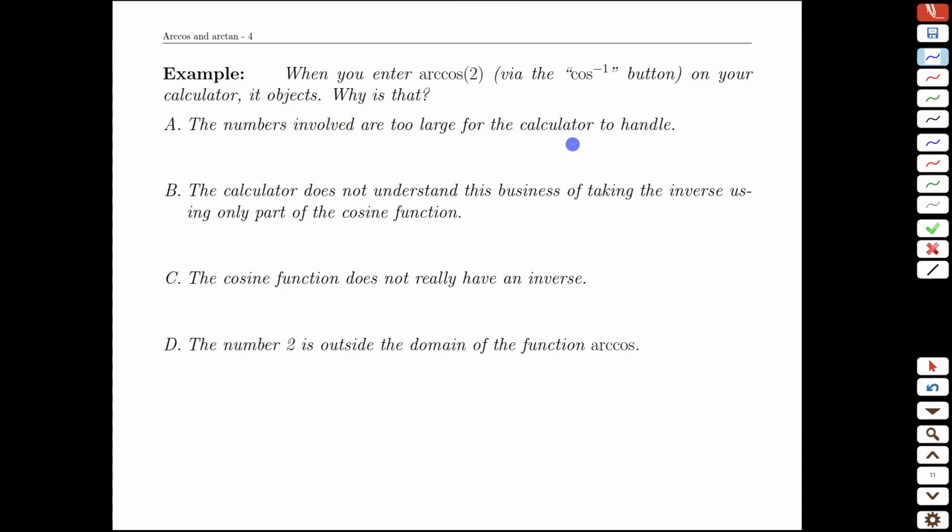Well, one of the things we can rule out pretty quickly is that it's too big a number to handle. 2 is a fine number. There might be mathematical issues, but that's not the one. The calculator does not understand the business of taking the inverse? That doesn't sound right, because we're able to do inverses. We just did one on the last page. The cosine does not really have an inverse? No, that's not true either. It does if we limit the domain.